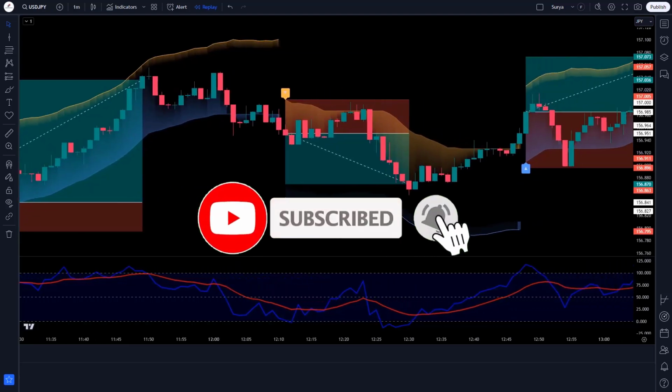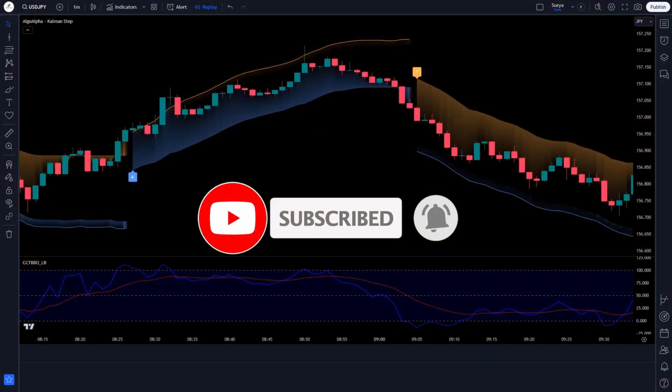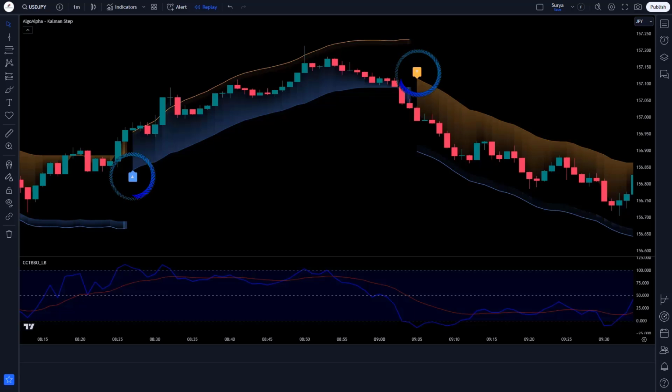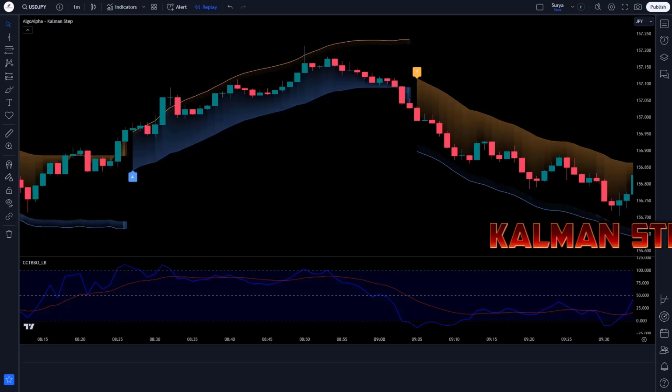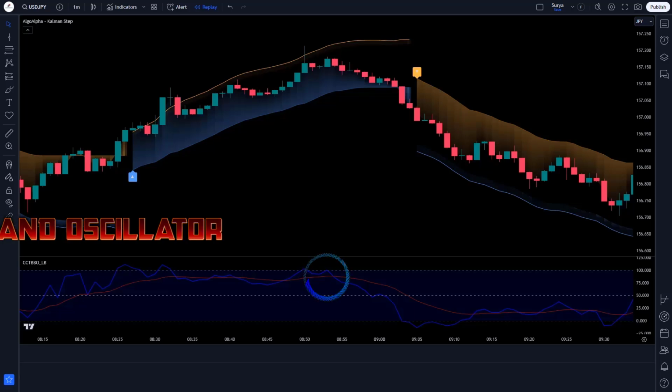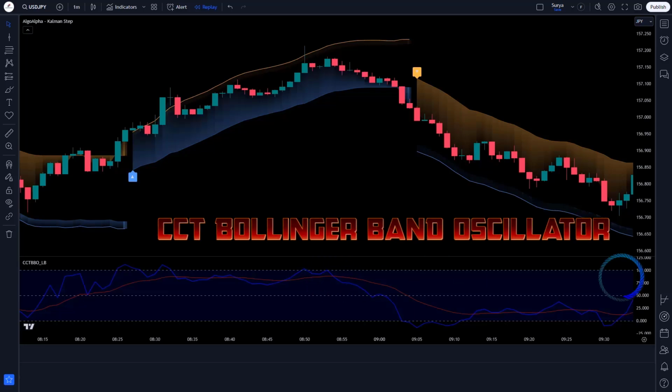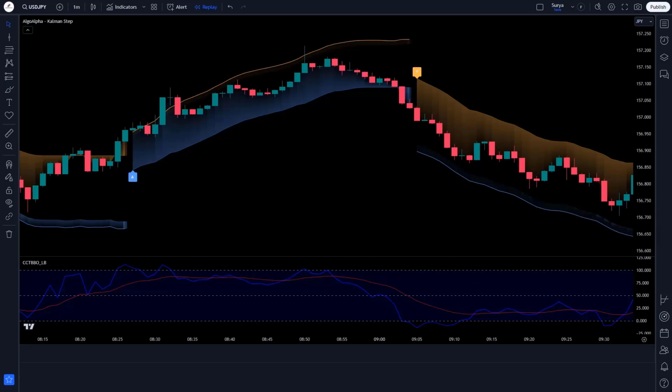First of all, let's know about trading tools. The blue and orange arrow indicator that we see in the chart is called the Kalman Step Signals Indicator. The blue line and red line indicator that we see in the chart is called the CCT Bollinger Band Oscillator Indicator. Now let us tell you how we have to trade.